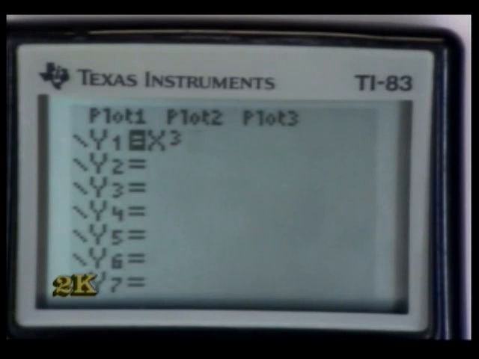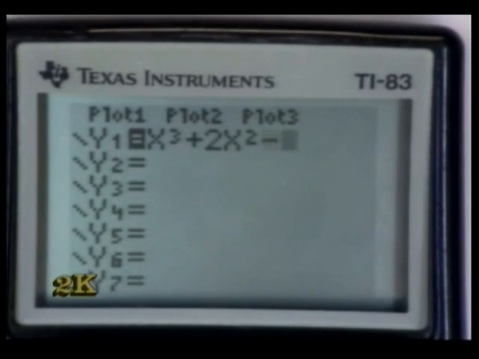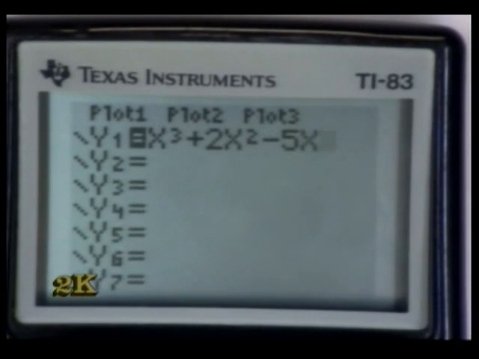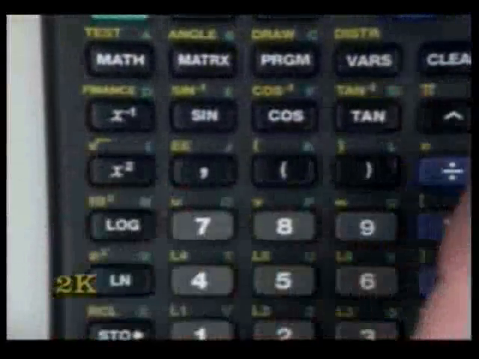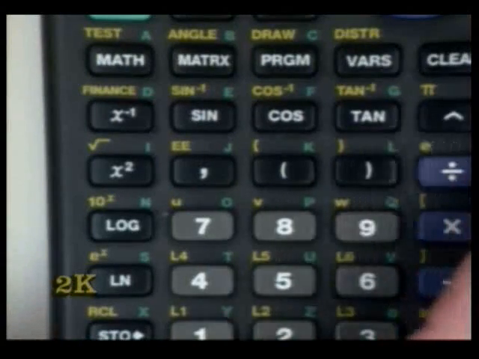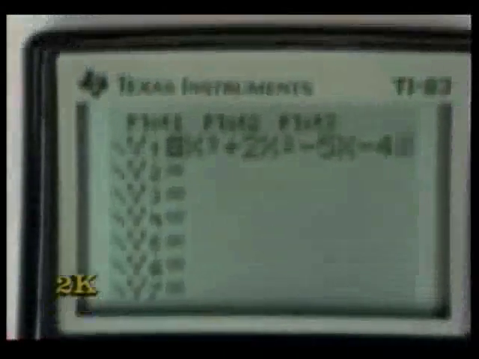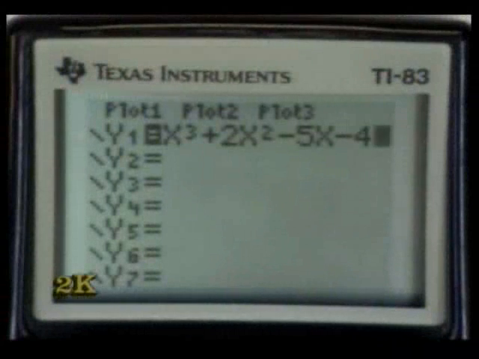I'm going to put some other stuff. Plus 2x squared minus 5x plus 4. So the Texas Instruments was nice here. They put that x squared button there because you use a square a lot, so you want to not have to go to a screen to find that. I wonder what the end behavior of this graph is going to be.